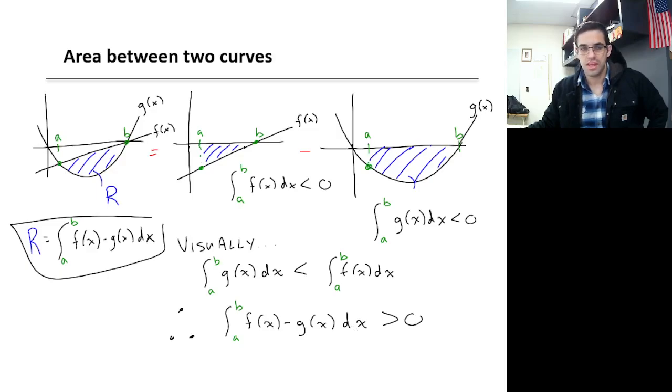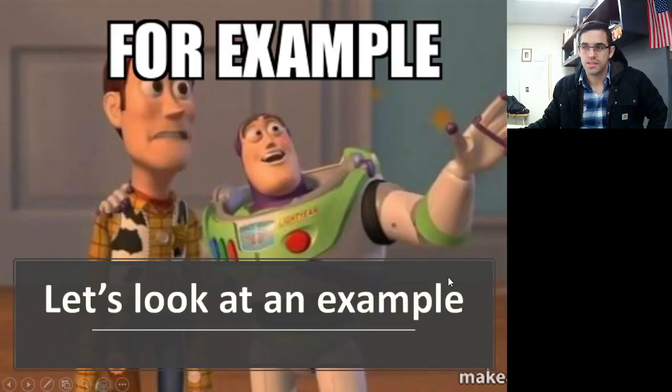So now that we're looking at area between two curves, the bottom line is I don't have to worry about positive or negative as it pertains to above or below the x-axis. That takes care of itself. All we have to do is find the integral from A to B of the top curve minus the bottom curve, dx. Let's look at some examples.